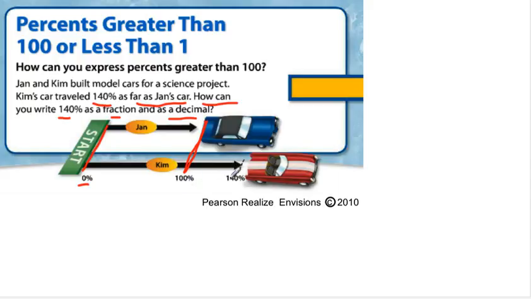Then we want to look at Kim's car and compare it to the 100% distance of Jan's car. What we are being told is this car traveled 140% as far as Jan's car. So obviously it went 40% farther than Jan's car. But let's look at the process for turning this into a fraction and a decimal.